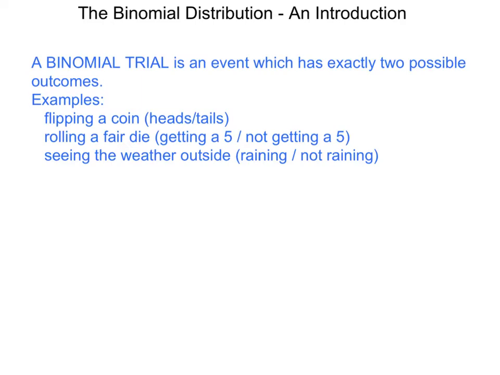For example, looking out the window and seeing what the weather is. Like, it's either raining or it's not raining. With most things, there is a way to look at it as being a binomial trial, as something either happening or something not happening. Okay, so that's what a binomial trial is, and that's pivotal to our understanding of what a binomial distribution is.